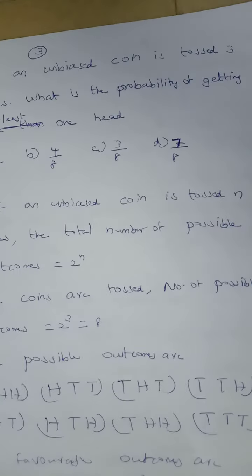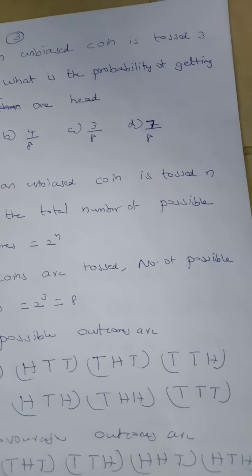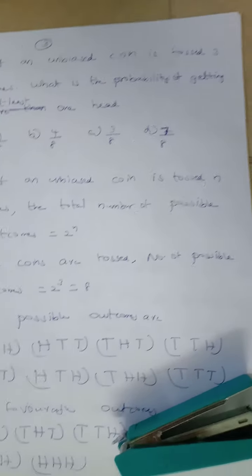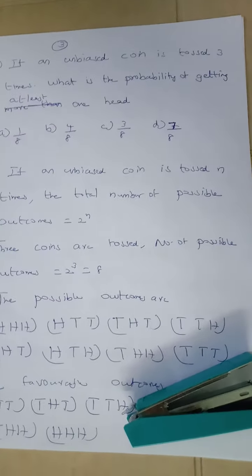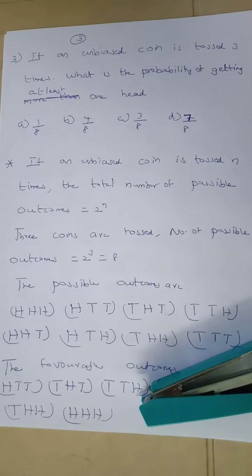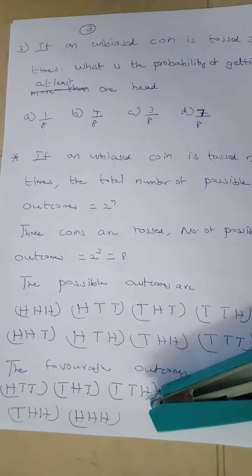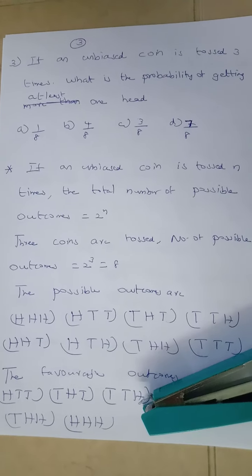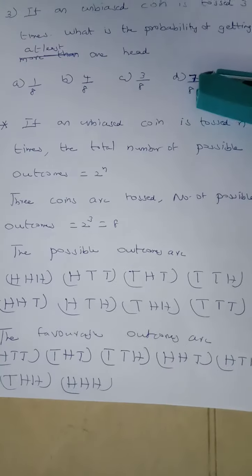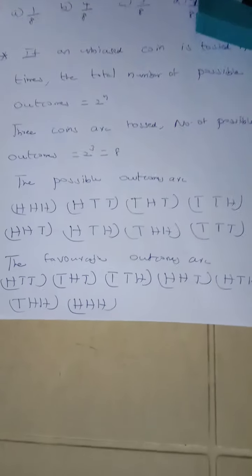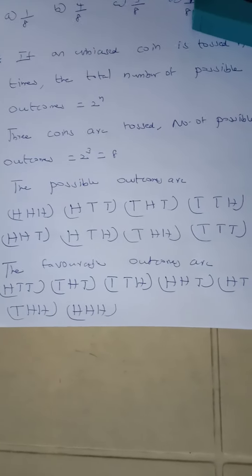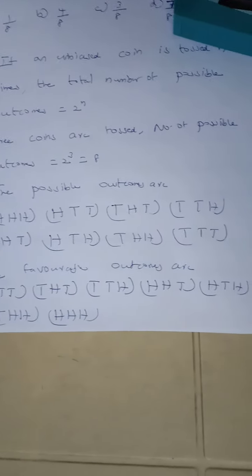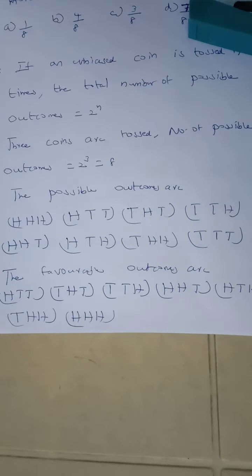Question number 3. If an unbiased coin is tossed 3 times, what is the probability of getting at least one head? So when we are tossing 3 coins simultaneously, the total number of possible outcomes will be equal to 2 power 3, 8 possible outcomes. So what are the possible outcomes? 8 possible outcomes will be, all 3 can be head, HHH, or HTT, THT, TTH, or HHT, HTH, THH, TTT. When you are tossing a coin, the possible outcomes are head and tail. Head can be represented by H and tail can be represented by T.